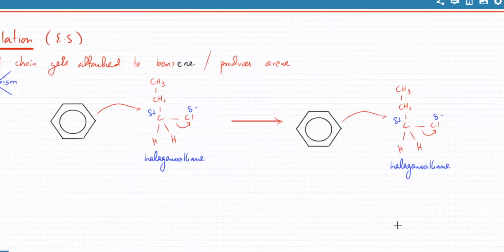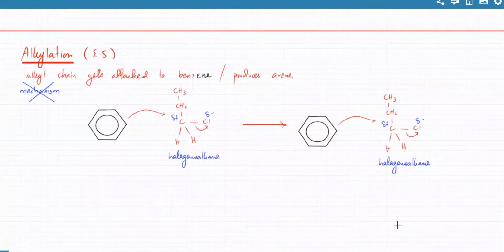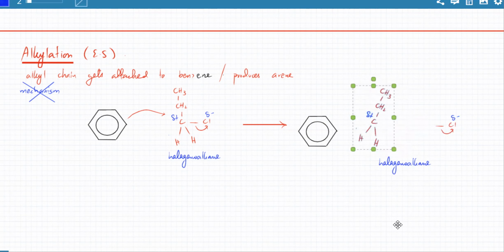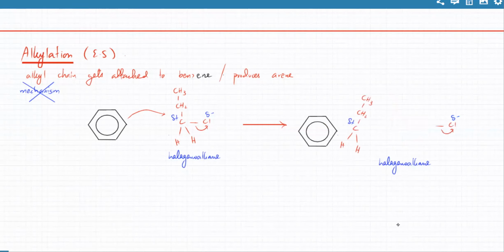And what you'll eventually have is the Cl is going to leave. It's going to get repelled by the benzene, and the carbon chain will get closer and closer to benzene, and eventually it's going to bond with it in exactly the same way. It's going to be another electrophilic substitution reaction, the way it happened previously as well.